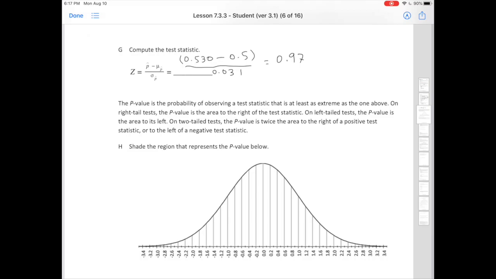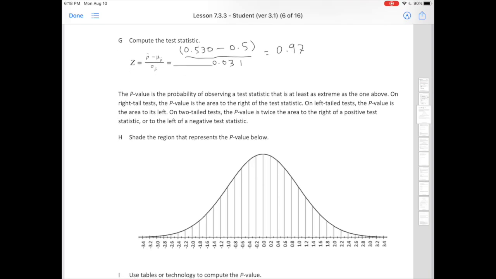The p-value is the probability of observing a test statistic that is at least as extreme as the one above. On right tail tests, the p-value is the area to the right of the test statistic. On left-tailed tests, the p-value is the area to its left. On two-tailed tests, the p-value is twice the area to the right of a positive test statistic or to the left of a negative test statistic. Remember, we talked about right-tailed, left-tailed, and two-tailed last time. Shade the region that represents the p-value below.